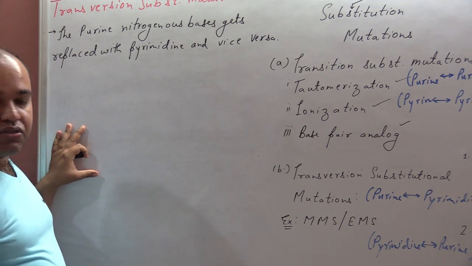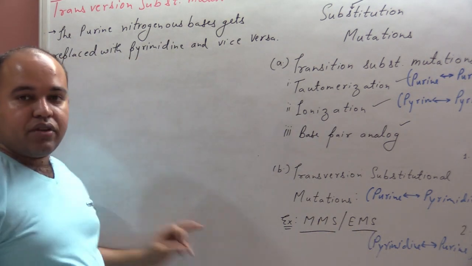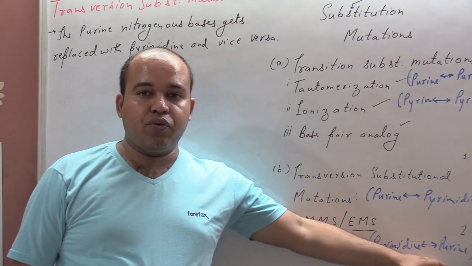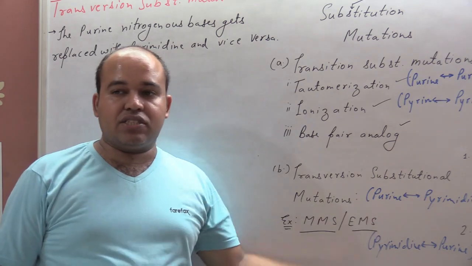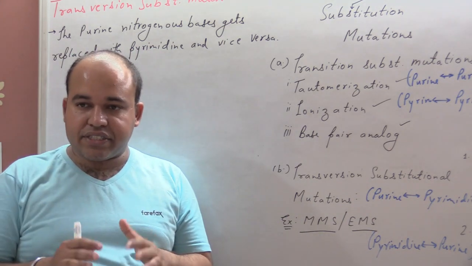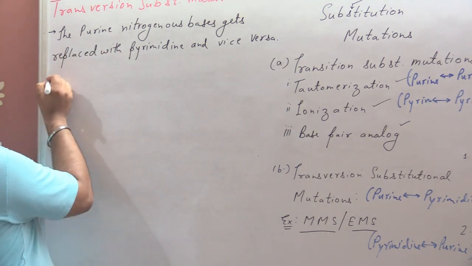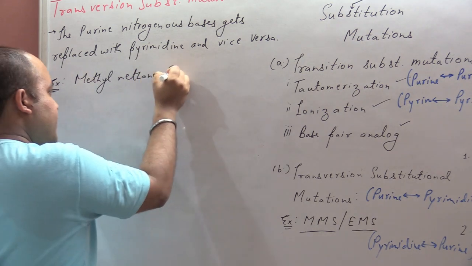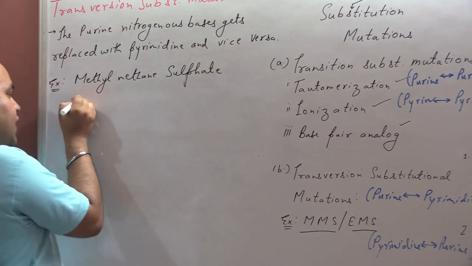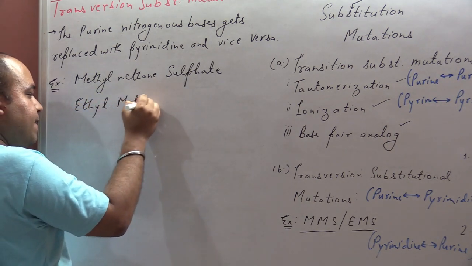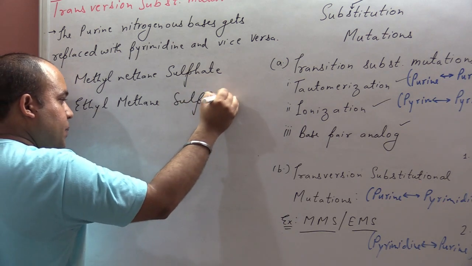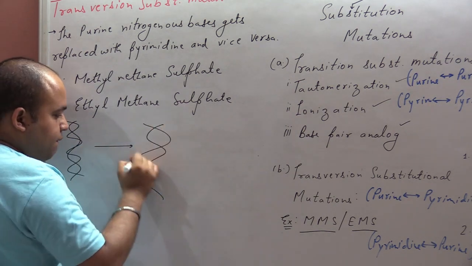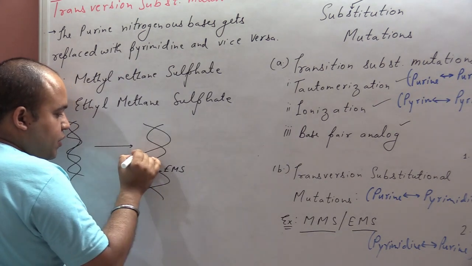Now, in the case of transversional substitutional mutation, there are certain chemical agents involved. Which are these chemical agents? One is ethyl methane sulfate, another one is methyl methane sulfate, catalyzing pyrimidine to purine transversion or purine to pyrimidine transversion. Now we have to understand how this transversion takes place. Methyl methane sulfate, ethyl methane sulfate.